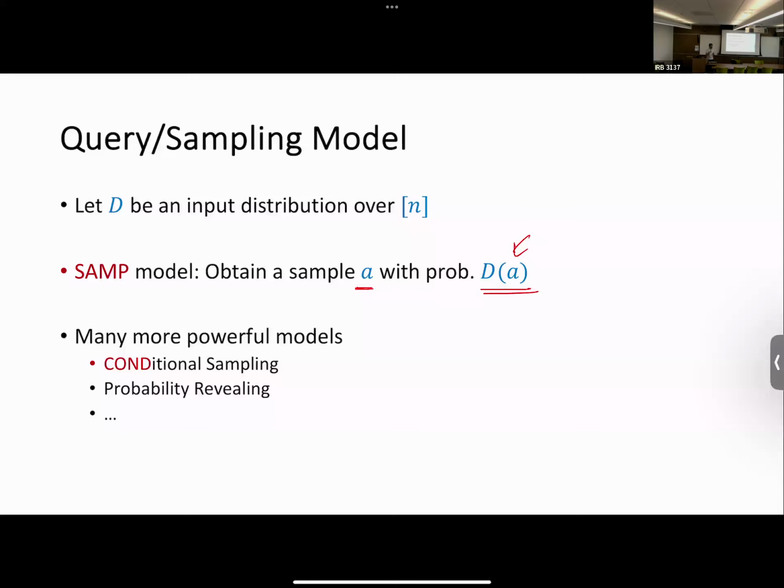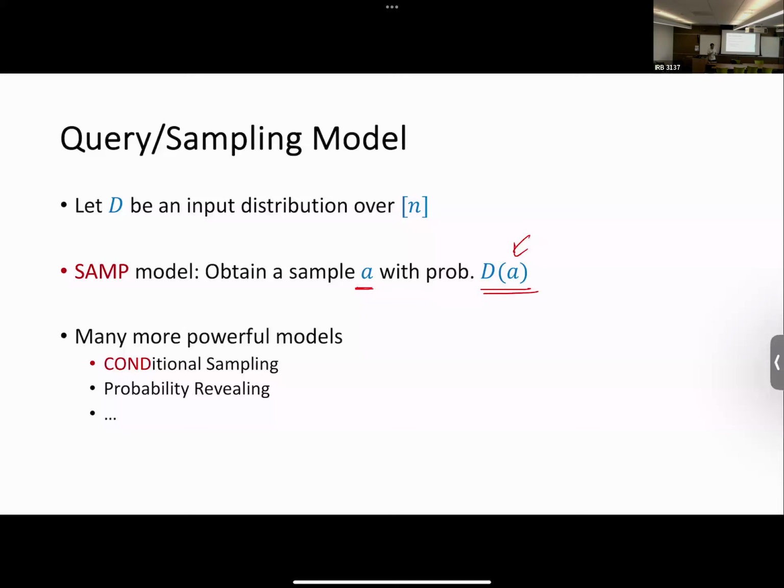Then people also looked into whether getting this exact value of dA is natural. Maybe we will not be able to implement it, but sometimes we can at least approximate or estimate this value of dA. So suppose I give you this estimate free of cost up to some additive error. Then whether we can use it is called approximate probability revealing. And then there are many other models, just by combining it with sampling. So this is like getting some value of the probability.